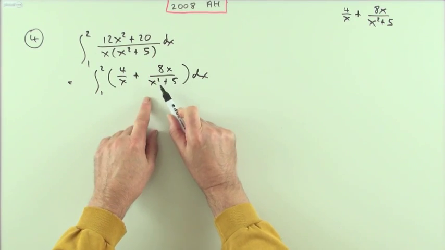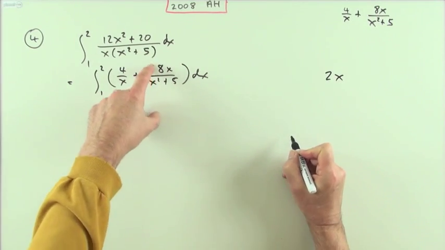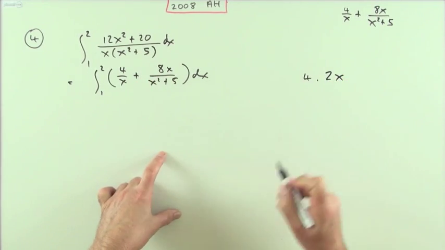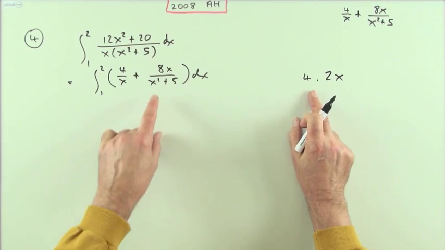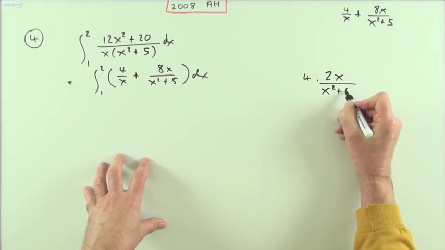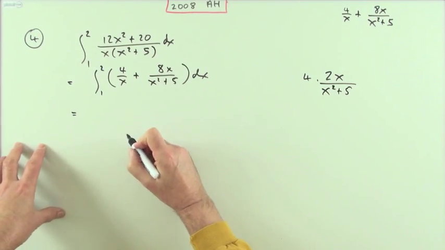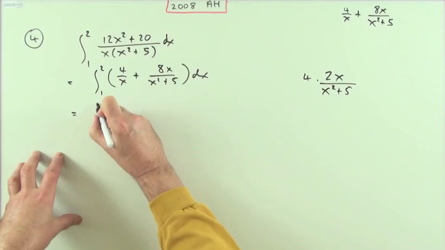The derivative of the denominator is 2x. The top is 8x. So you've got 4 times that. That means you've got 4 times the derivative, 2x, over x squared plus 5. So you could just do it by inspection. So it's almost ready to go. I've written that there. Maybe I'll just write it out one more time.